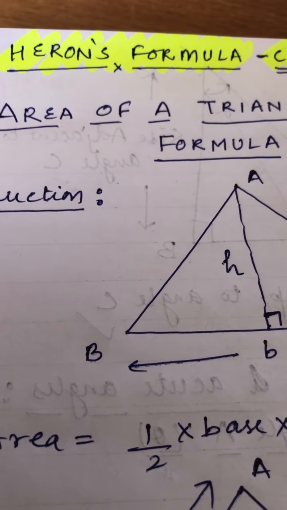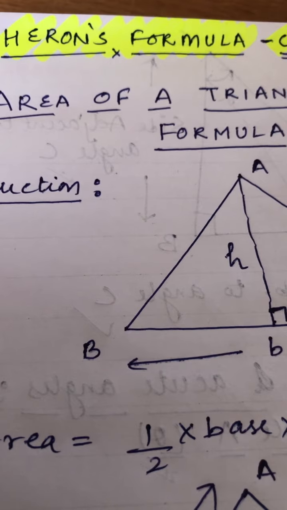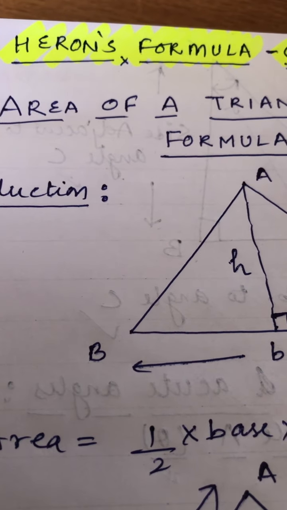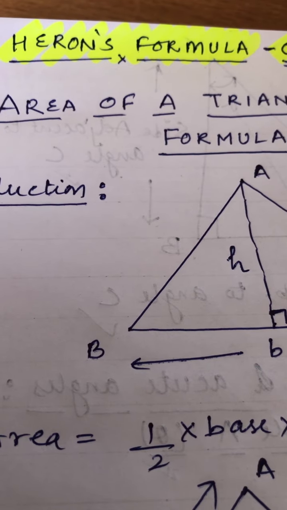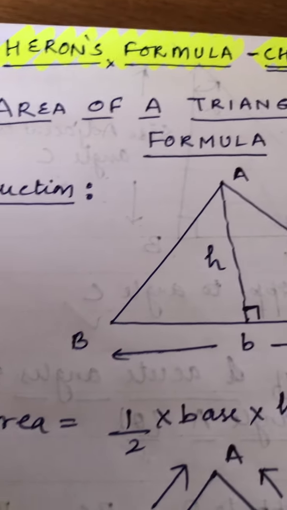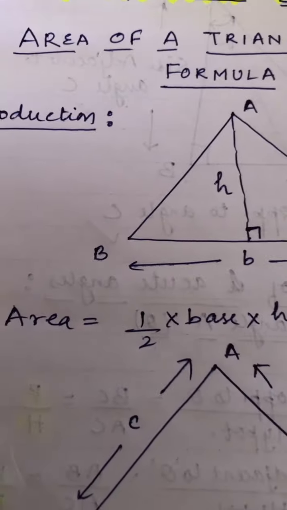Now, today we'll start chapter number 12, that is Heron's formula. So, what is Heron's formula? It gives you how to find out the area of a triangle when all its sides are given. You know that area of triangle formula.